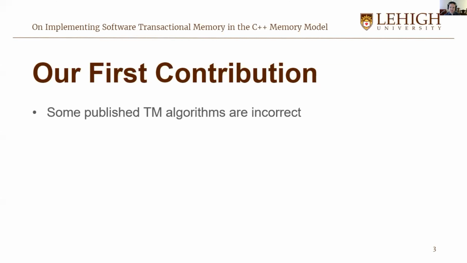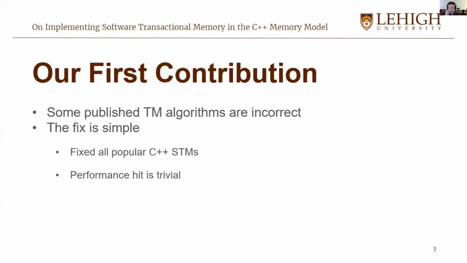First, we note that some published STM and hybrid TM algorithms are incorrect, according to the C++ memory model. Fortunately, the fix is simple. We corrected all popular C++ algorithms for STM, which is about a dozen. In our evaluation, we measured the performance impact of the change on two ownership record-based STMs, one of which is eager or undo-based, the other one of which is lazy or redo-based. Fortunately, we found the impact to be very small.